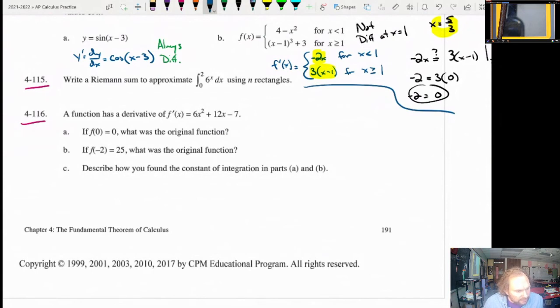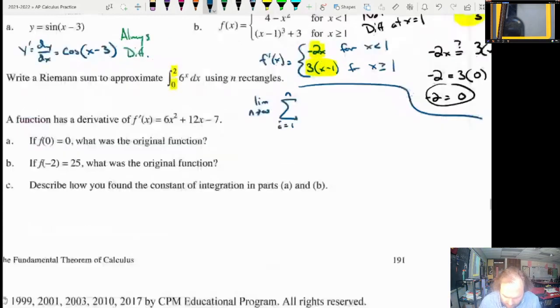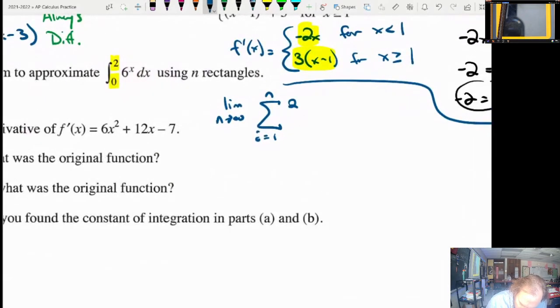It's actually not too tough to build if you're getting used to this. It's always going to start the same way. It's going to be the limit as n approaches infinity of the sum from i equals 1 to n. It's always going to start there. First, let's consider the width of each one of these rectangles. Each one of these rectangles is going to be b minus a over n. So in our case, it's just going to be 2 minus 0 over n. That's going to be the width of each rectangle. And then the height of each rectangle is going to be f of a plus b over n, or sorry, delta x i.